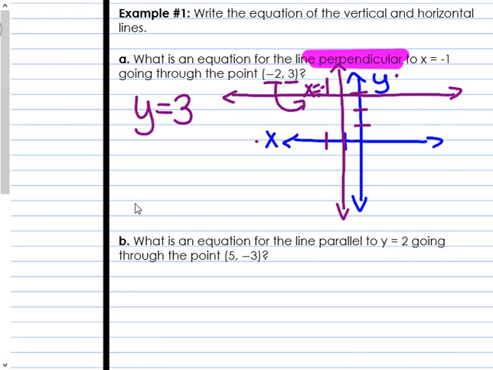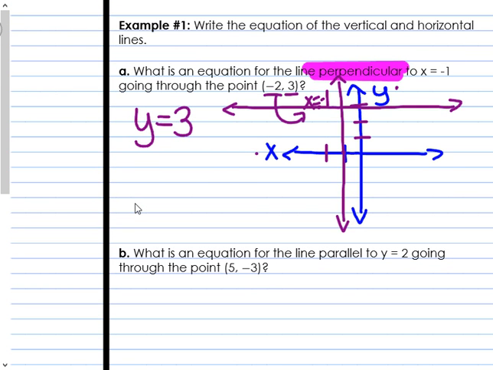So we had an x equals line. We needed a line that was perpendicular to it, so going the opposite direction, which meant our answer was going to be a y equals line. So y equals 3 is the answer to that equation.